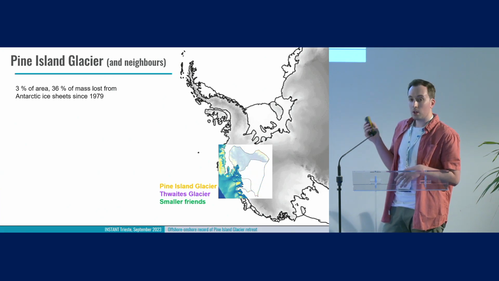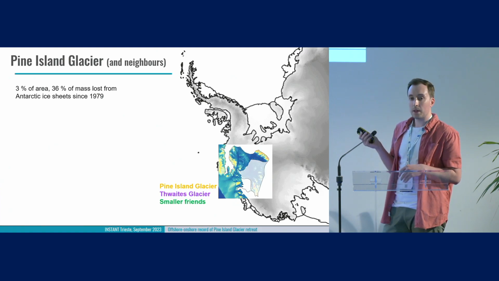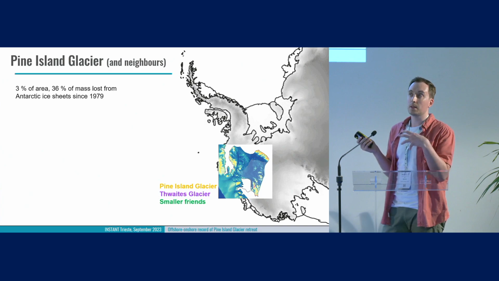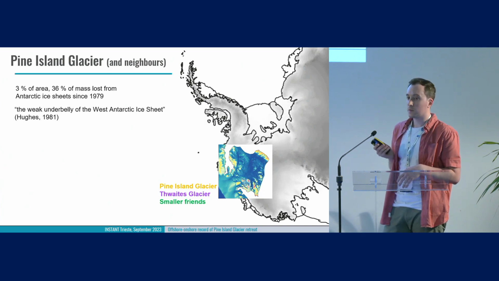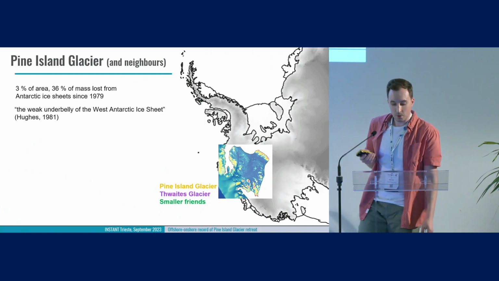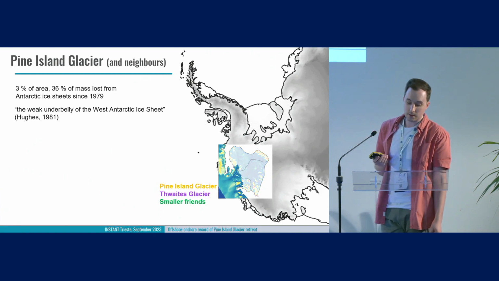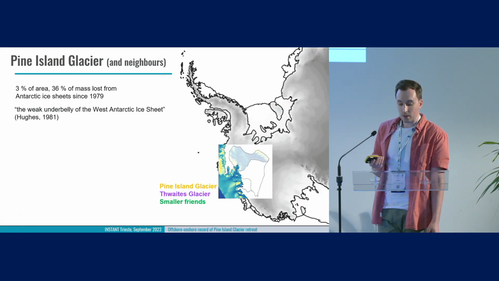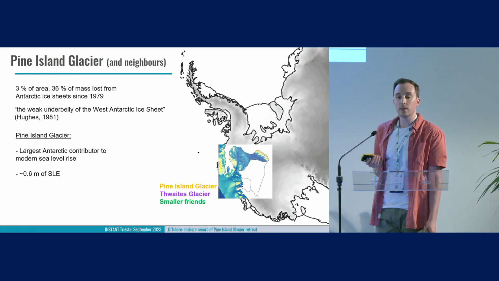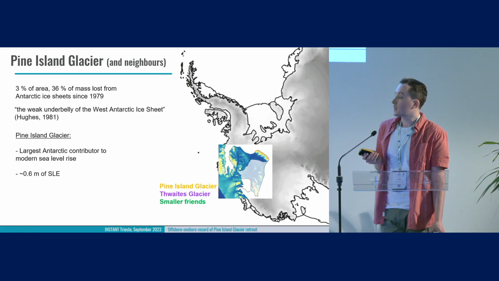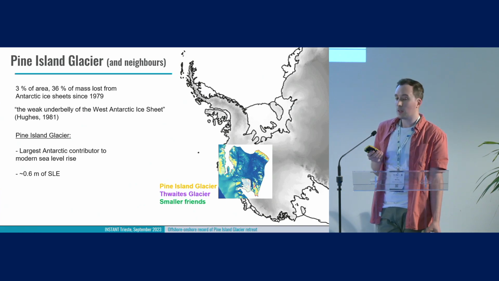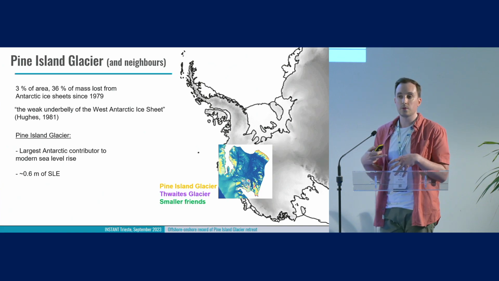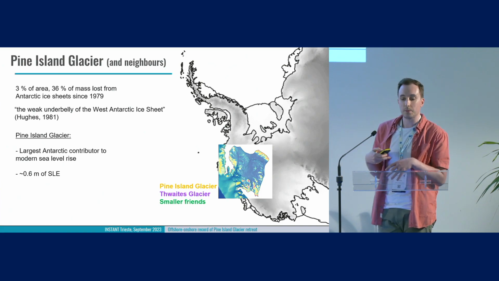And as we saw earlier, we're worried about parts of the Antarctic ice sheets like this, where the bed beneath the ice gets deeper below sea level the further inland we get. For a long time, before I'd been born too, this has been referred to as the weak underbelly of the West Antarctic ice sheet. Pine Island in particular is the largest Antarctic contributor to global sea level rise at present, and contains enough ice to raise global sea level by about 0.6 meters.